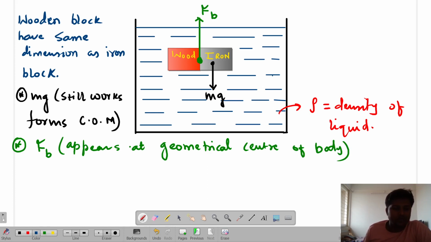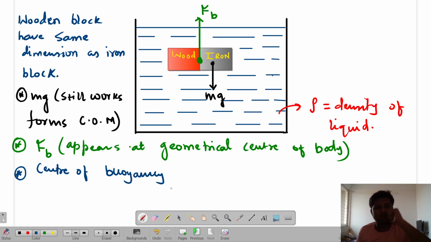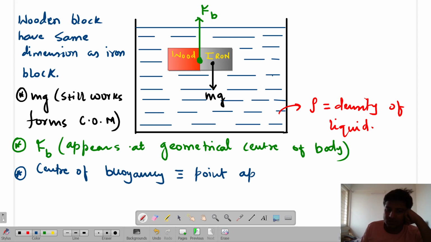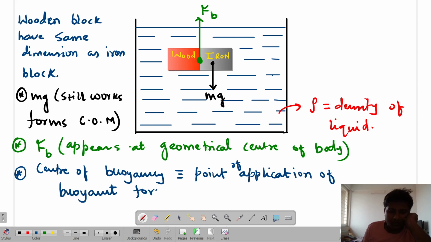This is why we define one concept which we call the center of buoyancy, COB, which is the point of application of the buoyant force. Yes, and which is nowhere but at the geometrical center.